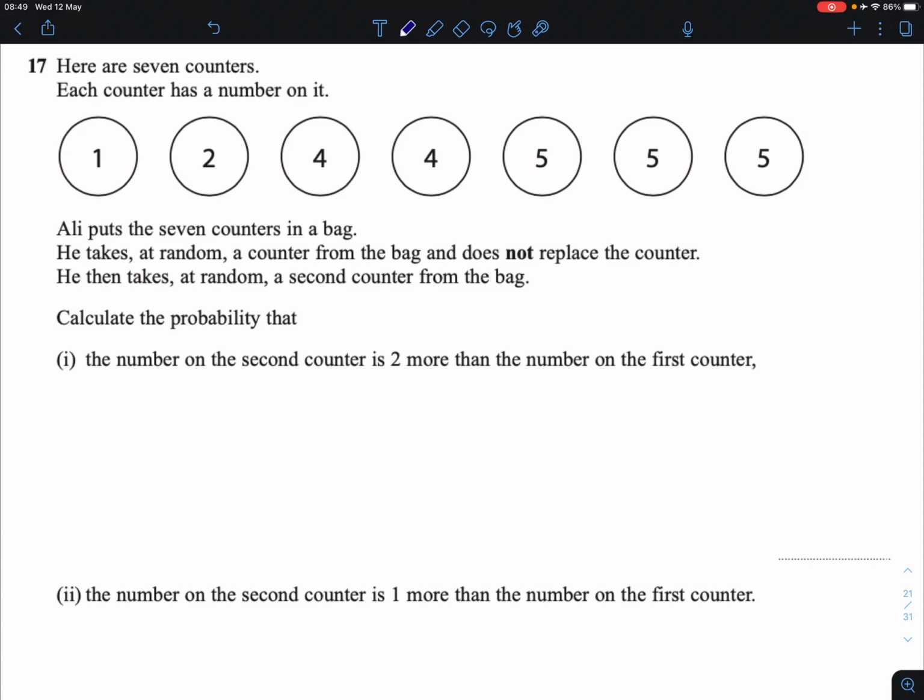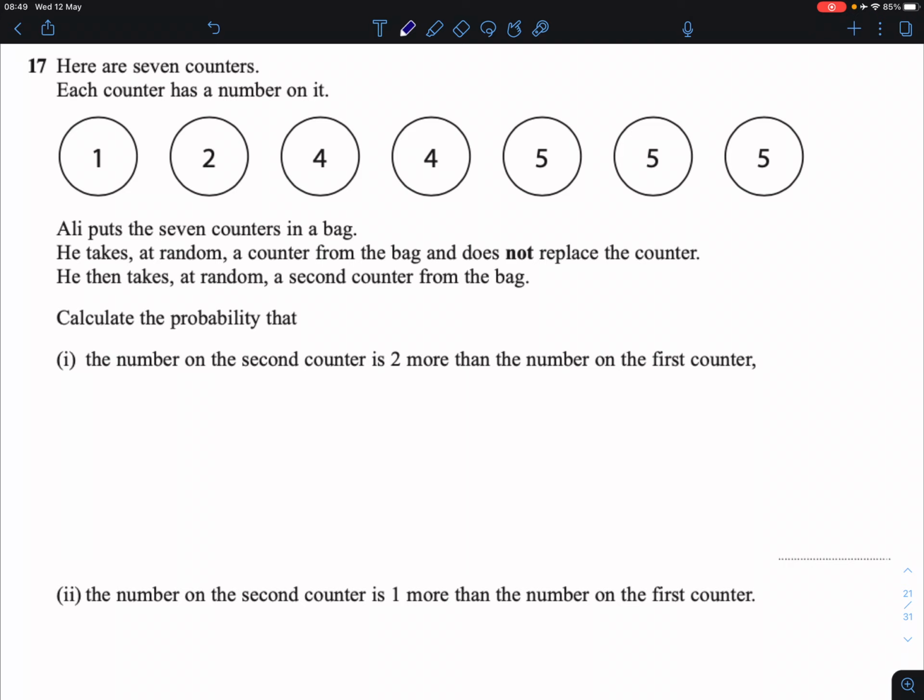Question 17, we have 7 counters with numbers on them like shown. Ali puts the 7 counters in the bag. He takes at random a counter from the bag and does not replace it. So once he's removed the first counter, there will be one less remaining in the bag afterwards. He then takes at random a second counter from the bag.